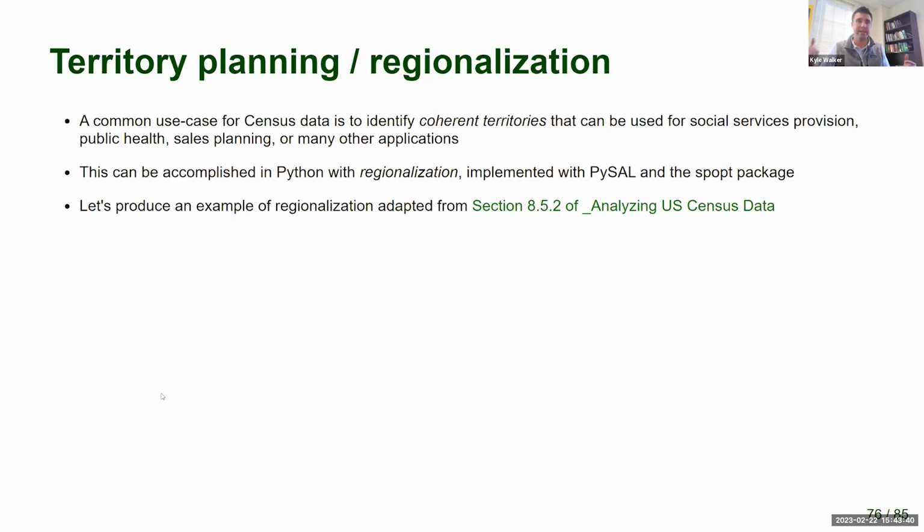So this is something that I hear come up again and again, and the PySAL suite of packages, pioneered by Dr. Sergio Rey, who's at San Diego State, and his amazing team, who now are in all sorts of positions all over the world, can do this. Specifically, we're going to use the spopt package, which was, I believe, originally invented by James Gaboardi, who's at Oak Ridge National Laboratory now, but a number of other really talented developers have worked on it. And we're going to adapt the regionalization workflow that I discussed in section 8.5.2 of my book, but we're going to do it here for Kansas City with some different variables.